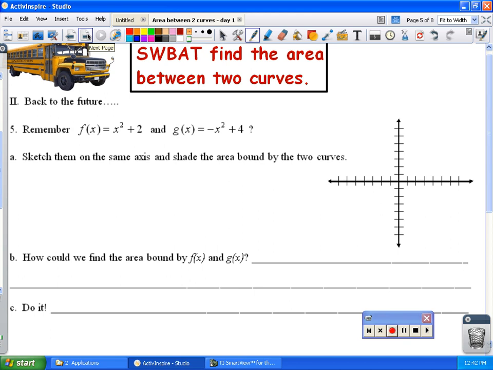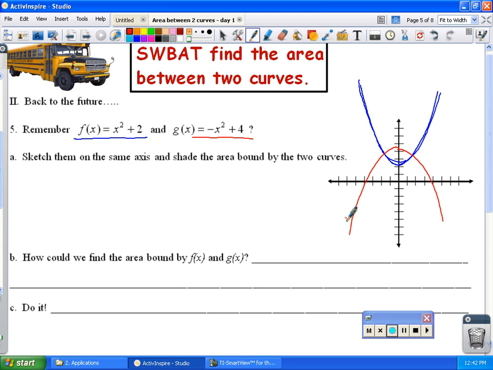So I'm going to use blue for f, and I'm going to use red for g. So if we graph f of x, we get x squared plus 2. That is our parabola that opens up and looks something like that. Our other parabola opens down, and it has a vertex of 4, so it looks something like that, not the perfect graph. And I've sketched them on the same axis.